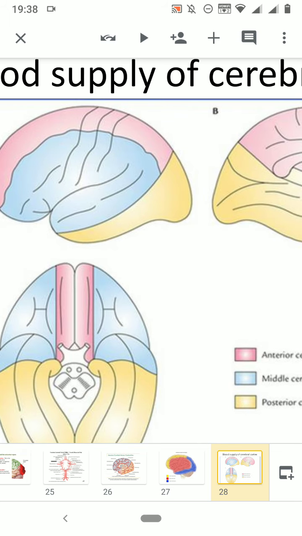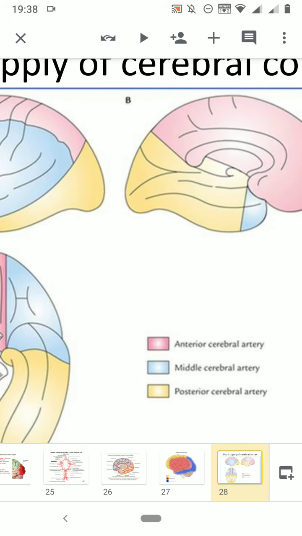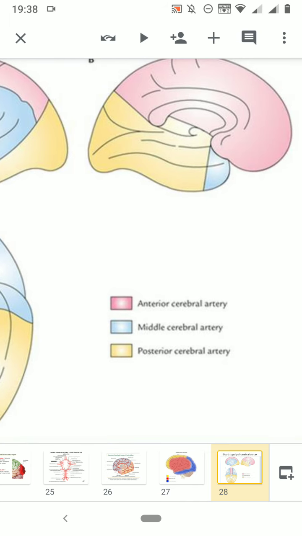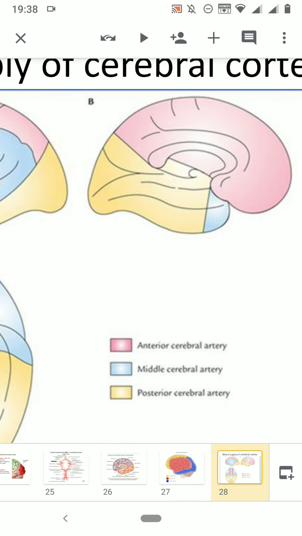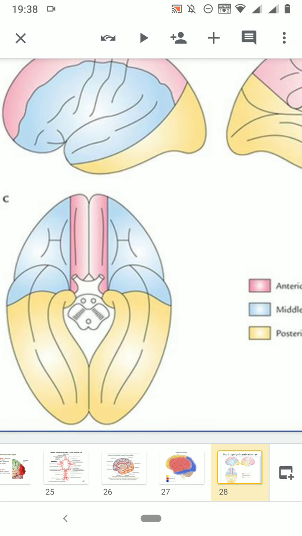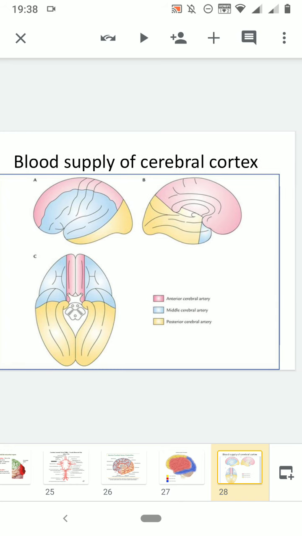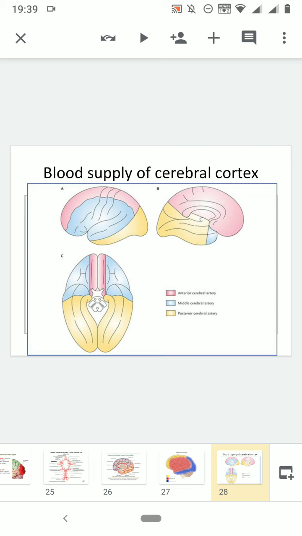So for the superior lateral surface, it is primarily by the middle cerebral artery, whereas the medial surface you are seeing primarily by the anterior cerebral artery, and the inferior surface is primarily by the posterior cerebral artery. So this is a very important diagram. You have to draw this diagram and explain the blood supply of the cerebral cortex.